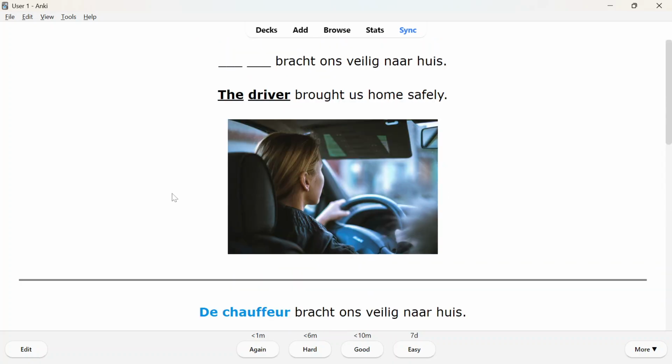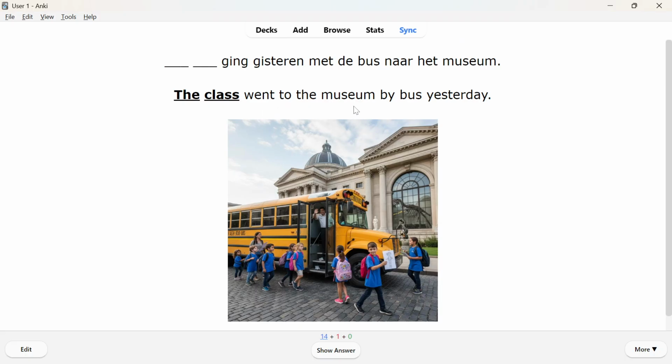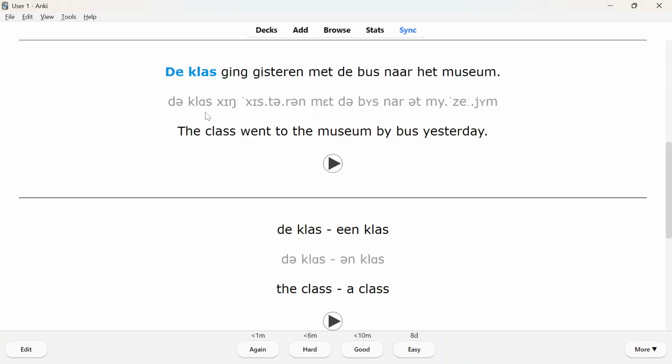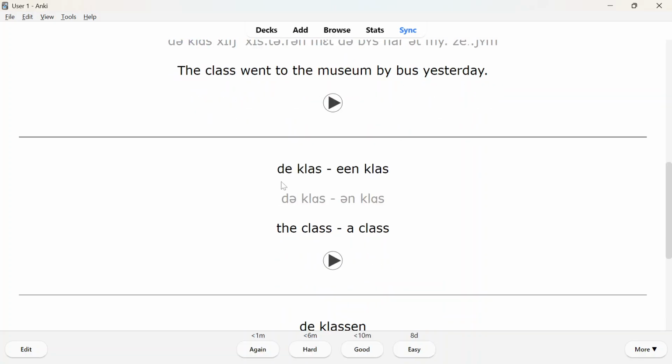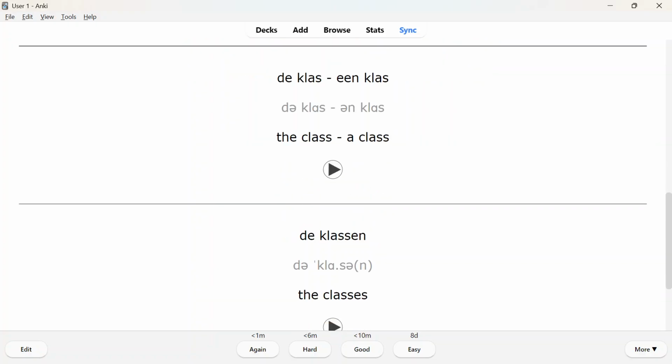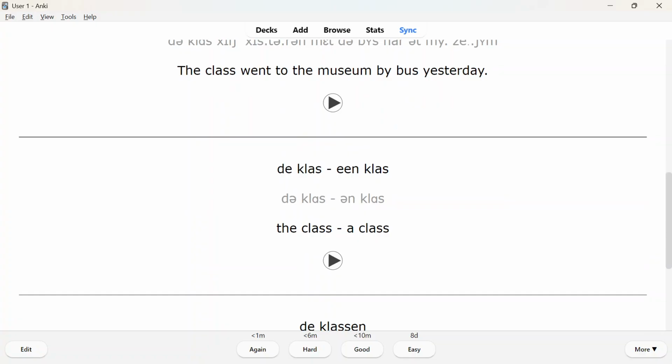Let's do another card. The class went to the museum by bus yesterday. The class. How do you say the class in Dutch? De klas ging gisteren met de bus naar het museum. De klas, een klas. De klassen. Great. So we see the same setup.